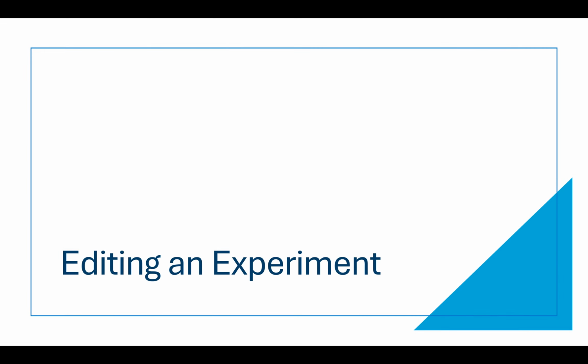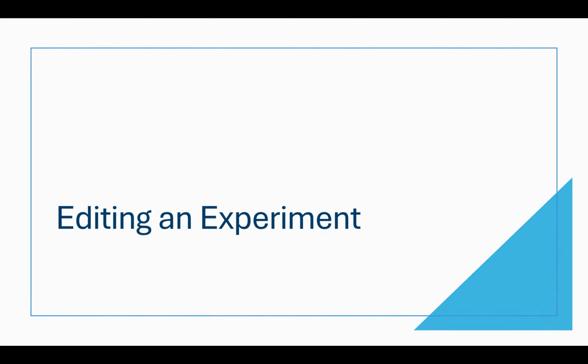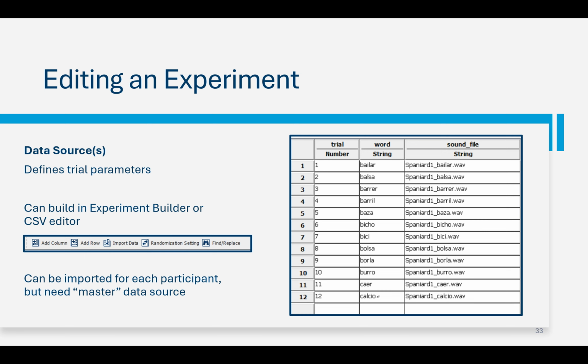So let's talk about how to actually edit an experiment. Let's say you want to build a pupillometry experiment, but yours, understandably, is going to be a little different than the example I showed you. What do you need to know? The first and most important thing is the data source. So every experiment builder has some version of this.